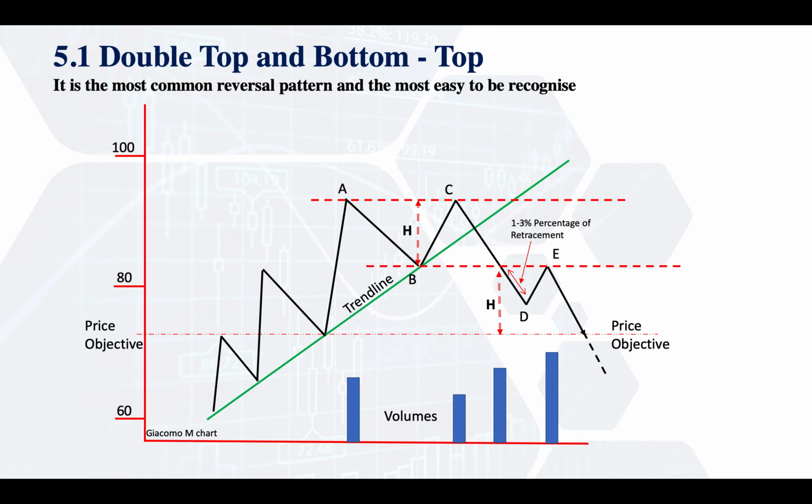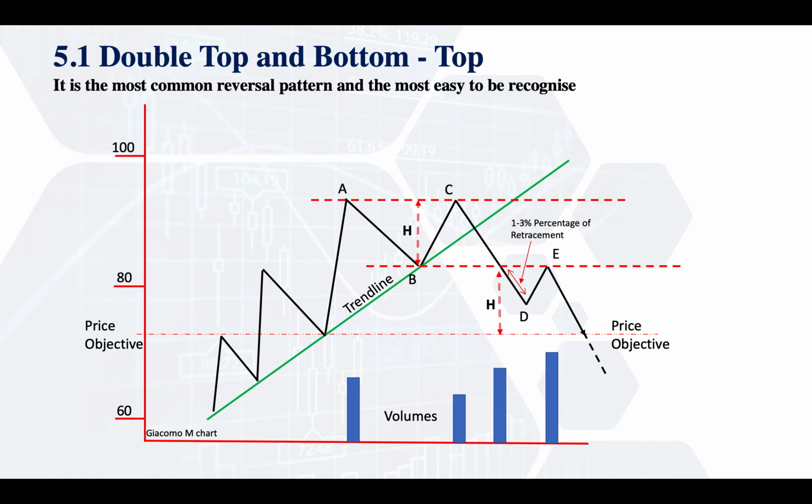This is the double top or bottom. This is the top example, and as we can see, first of all there is a trend line, so there has to be a trend. Then we have some weakness signals. The first one is that point C, the new peak, is lower than point A, so it was not able to overtake point A. This is a signal for us that something is happening.